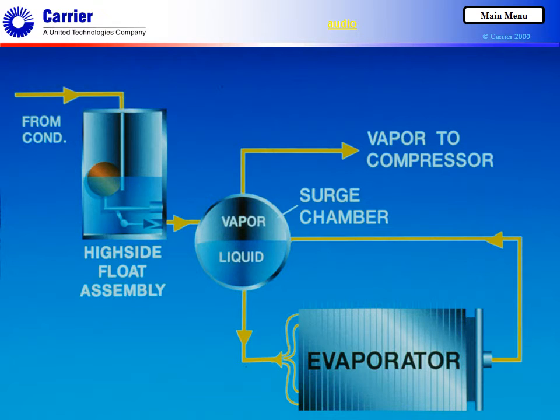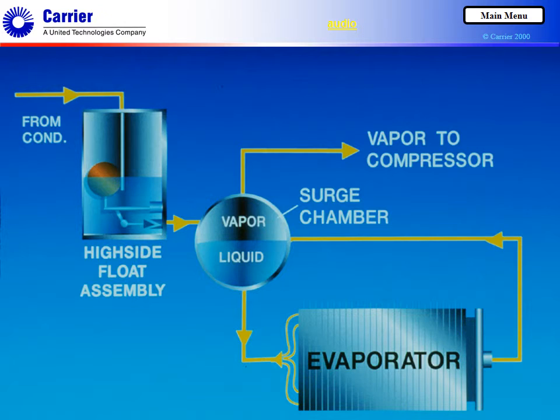When it's used on a flooded evaporator, the liquid leaving the metering device enters the surge chamber rather than going directly into the evaporator coil. In the surge chamber, the flash gas is removed to the compressor suction along with gas evaporated within the coil. The liquid circulates through the coil.